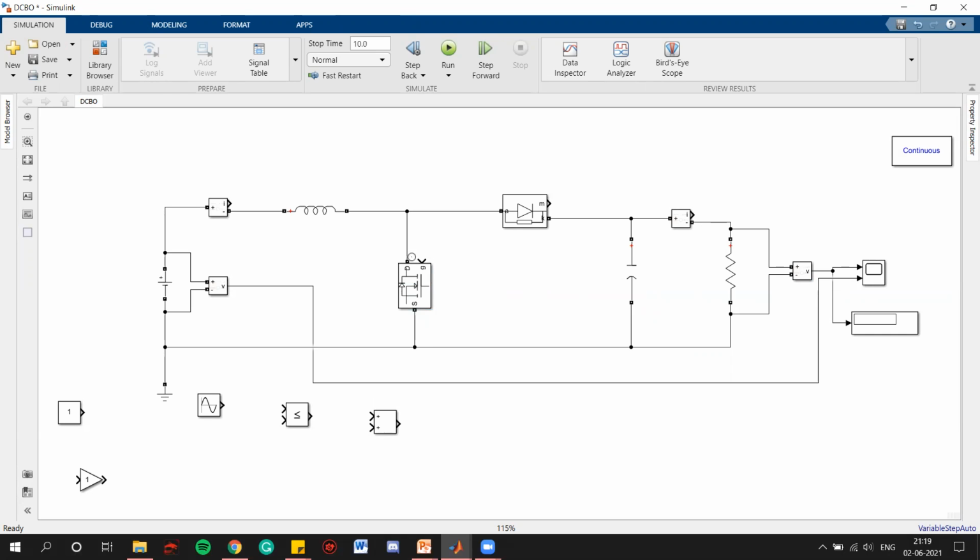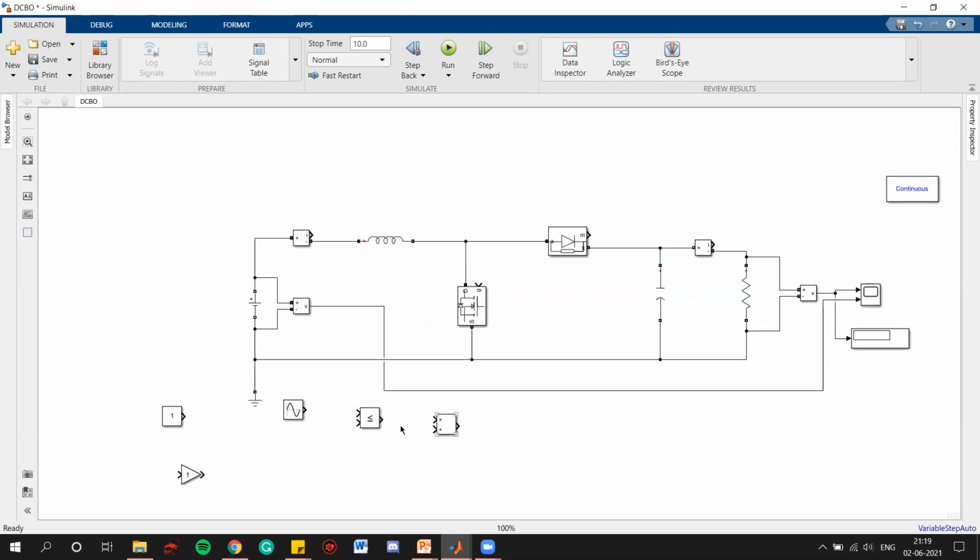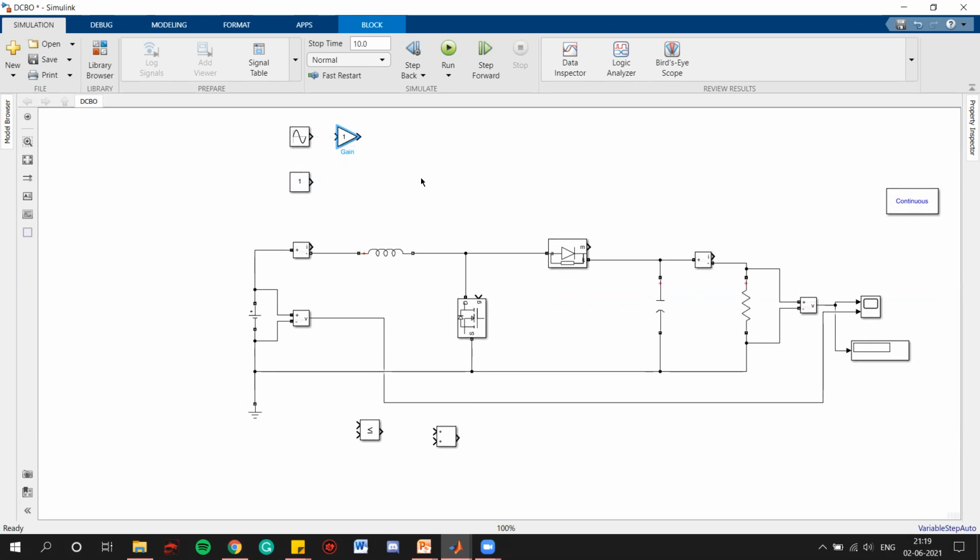Now we need to do something about these gate pulses. So now we will generate these gate pulses. So we will put a sine wave. We will have a constant block. We will have a gain block. So here what we are doing, basically we are comparing a constant with a sine wave, and according to that we are getting our values, right?